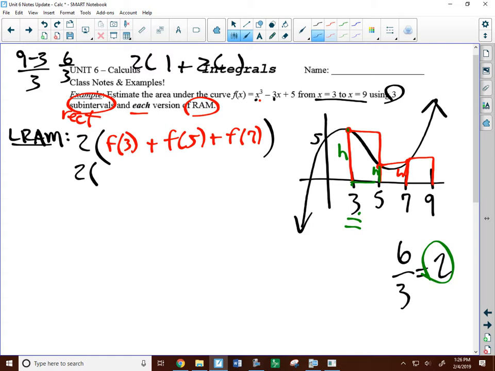By the way, make sure you have a calculator out. It'd be good for you to try these. I'll do them on the board, but it'd be good for you to try these as we go along and just check.